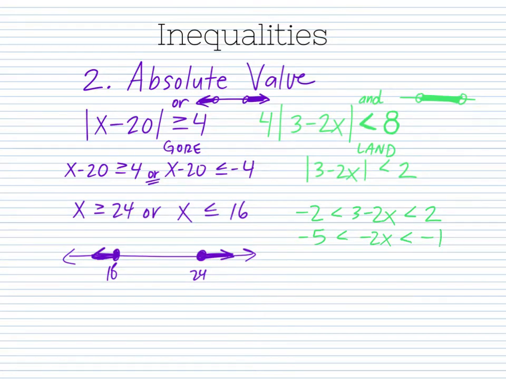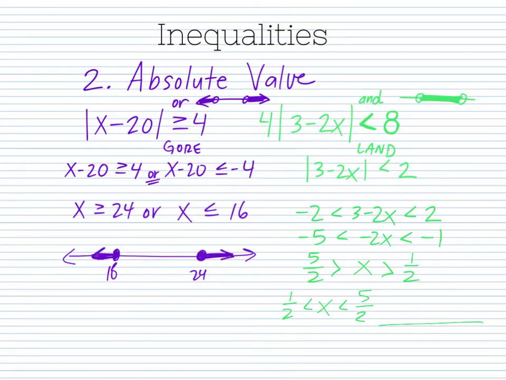Divide by negative 2, that gives me 5 halves here. Again, we divided by a negative, so I need to point my symbols the other way. So x is between 1 half and 5 halves. I'm going to flip it back around to put it in increasing order.